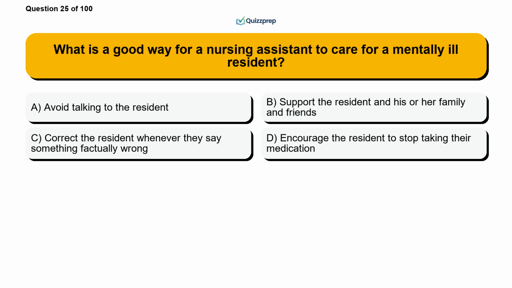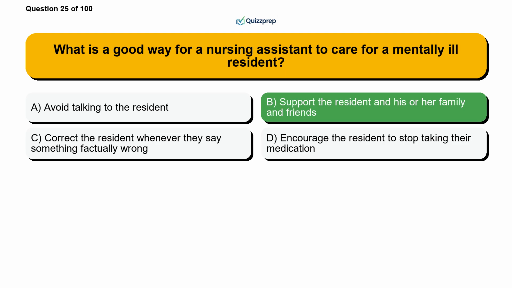Question 25. What is a good way for a nursing assistant to care for a mentally ill resident? Option A, avoid talking to the resident. Option B, support the resident and his or her family and friends. Option C, correct the resident whenever they say something factually wrong. Option D, encourage the resident to stop taking their medication.